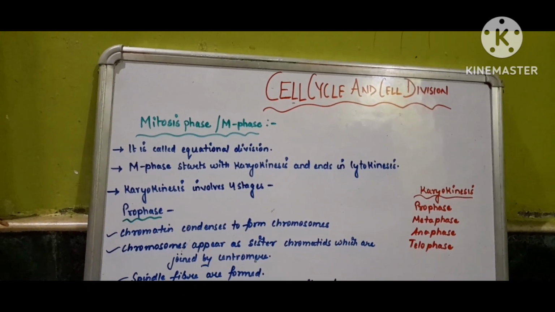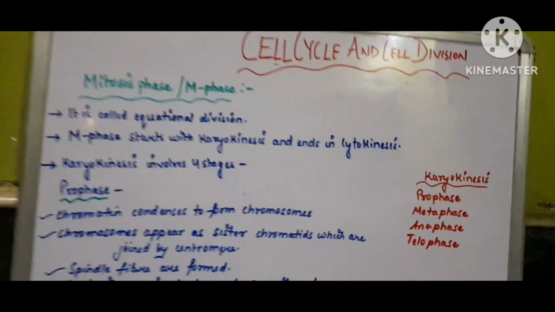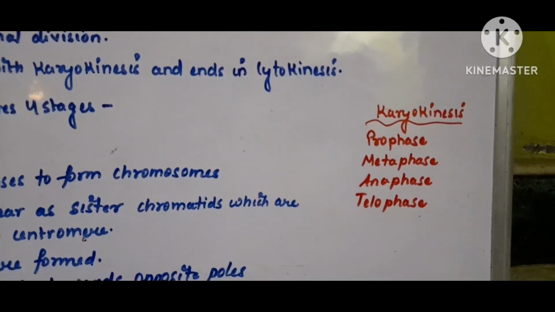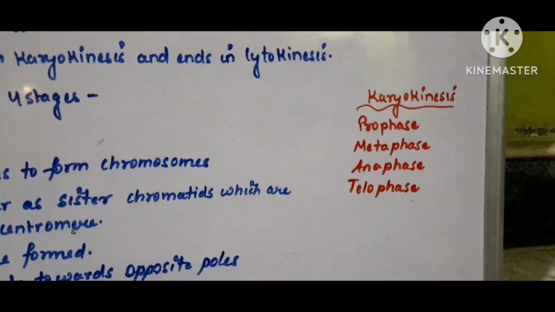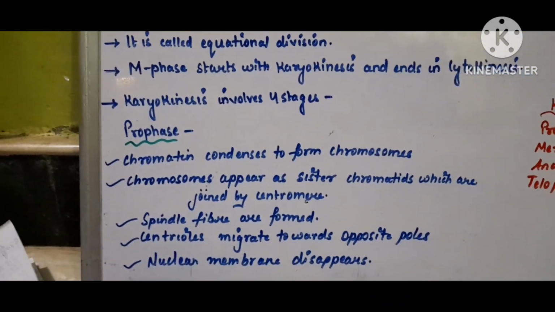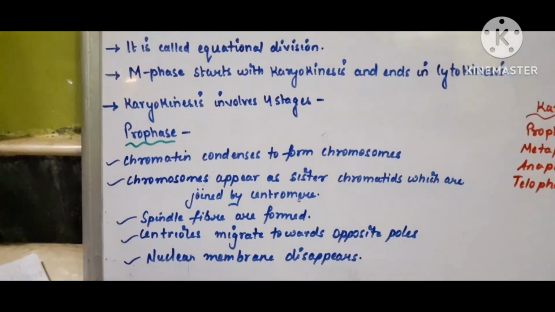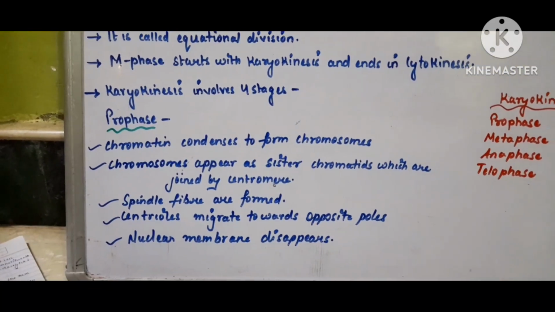Karyokinesis involves 4 stages. What are the 4 stages of karyokinesis? First is the prophase, second is metaphase, anaphase and telophase. The first phase is prophase. Prophase, in this phase, the chromatin condenses to form chromosomes.